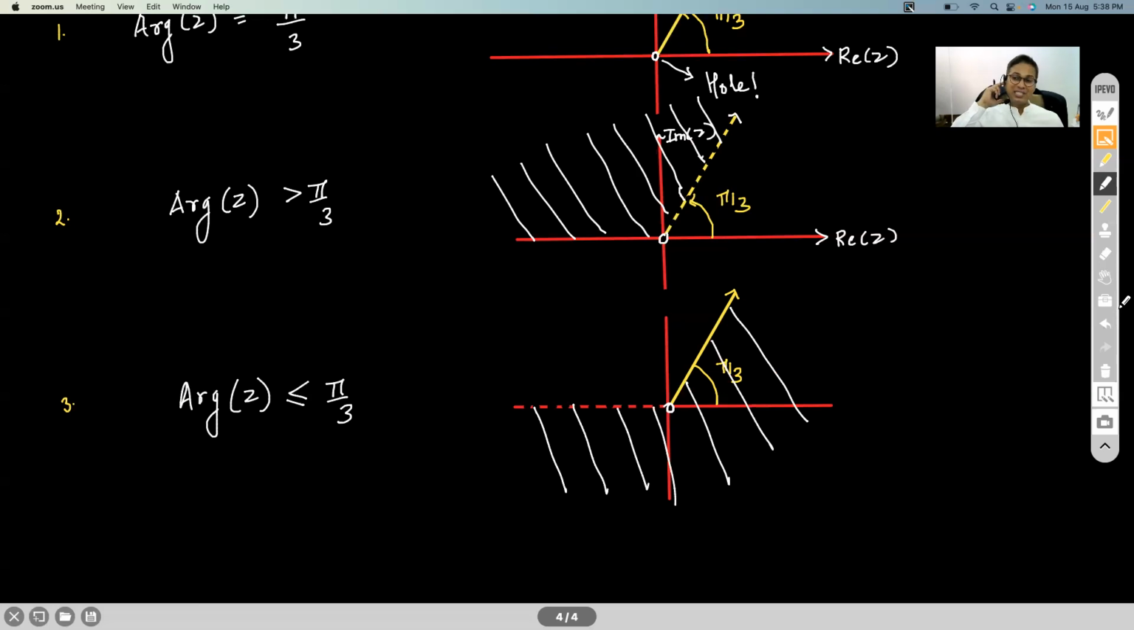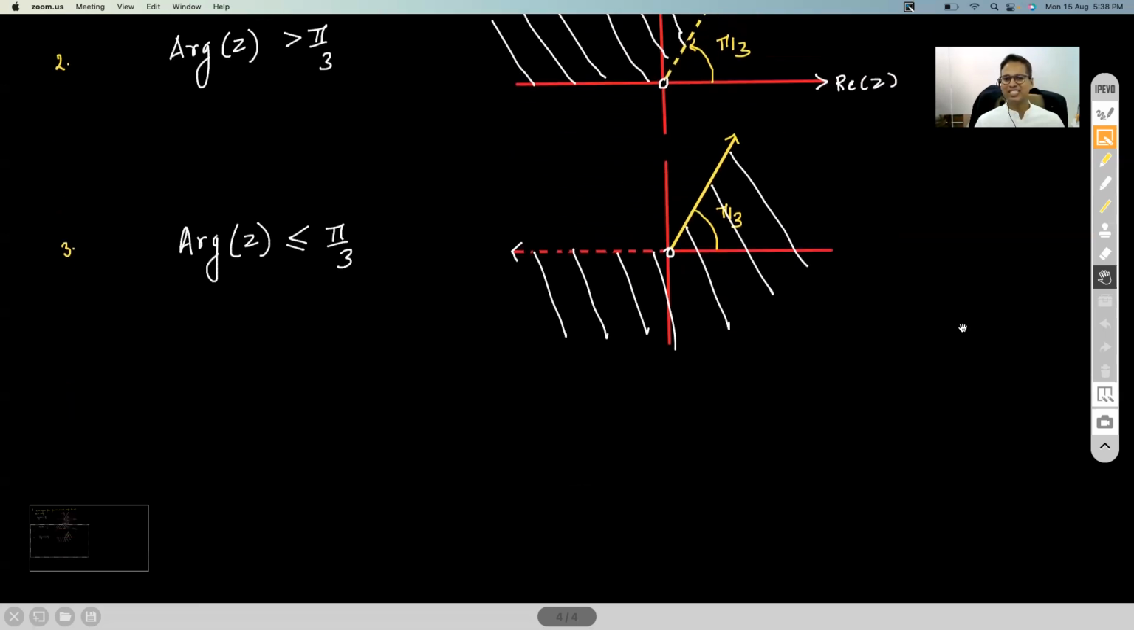Getting the point? Now, why is this line dotted? Why do you think I have made this line dotted? Because on that, any complex number will have an argument of pi. So you can't say pi is less than or equal to pi by 3. Right? So you have to stop just before that line. So any complex number which will lie in this zone will be satisfying this particular criteria. Is that fine? Any questions?